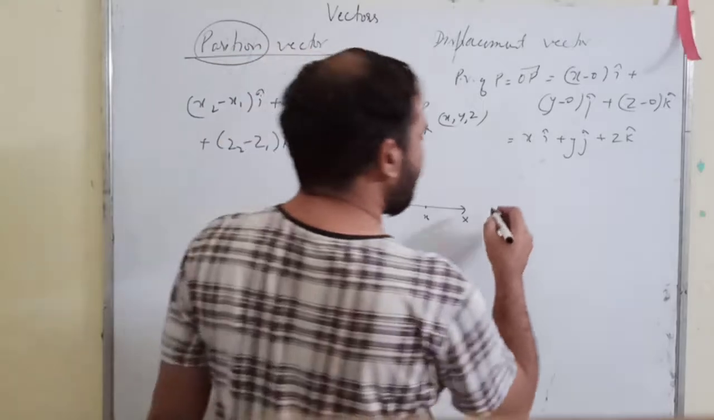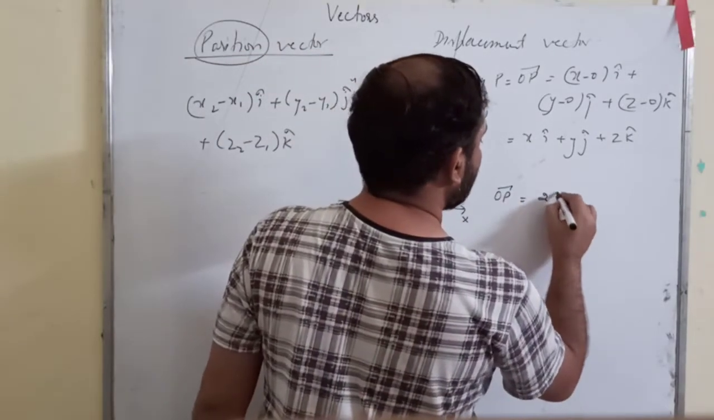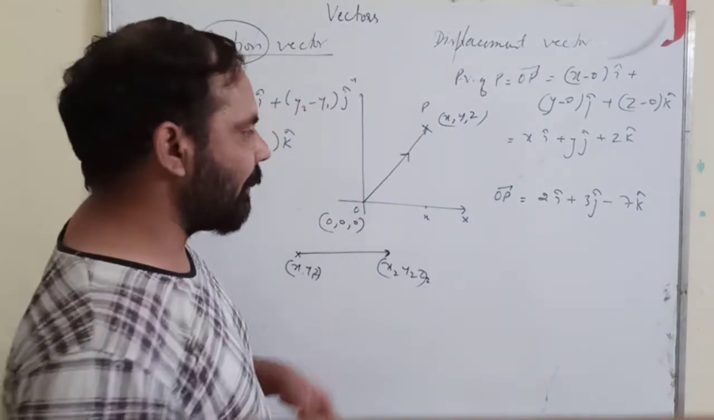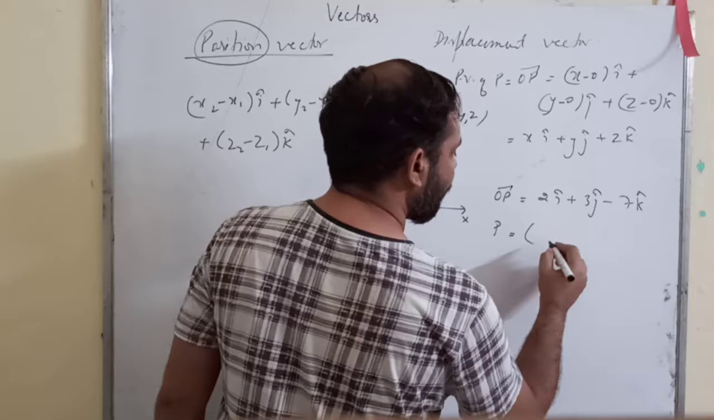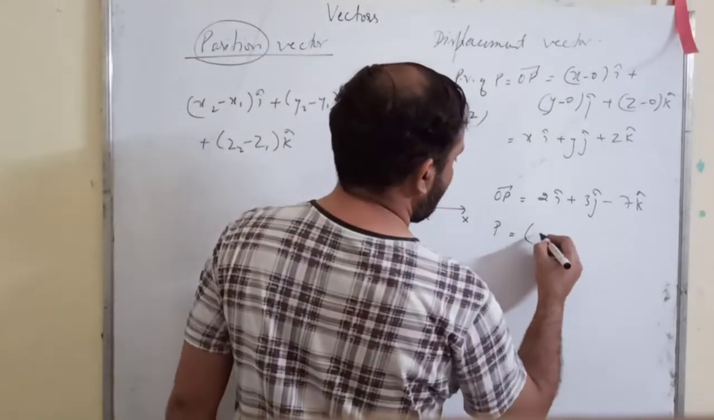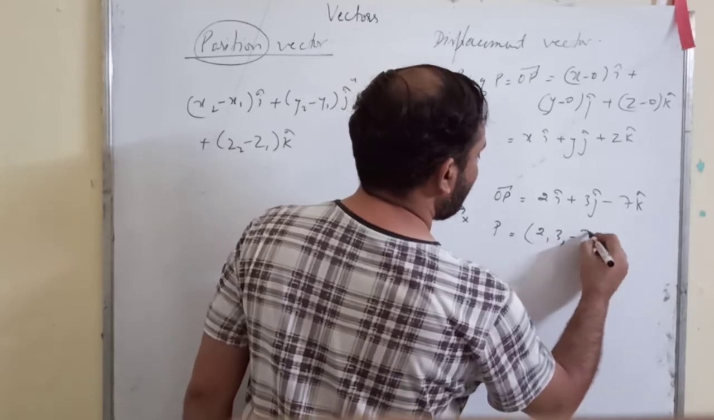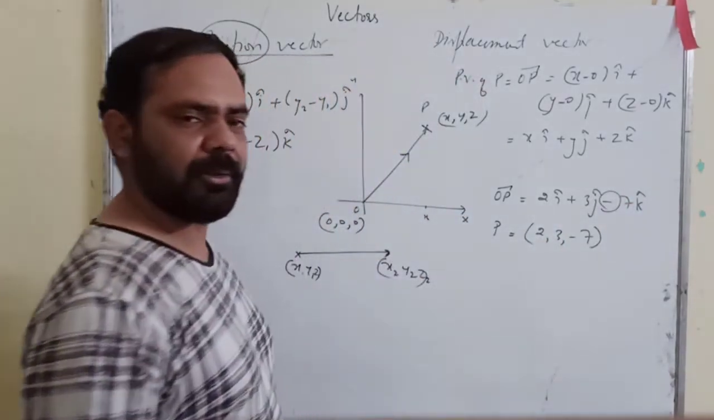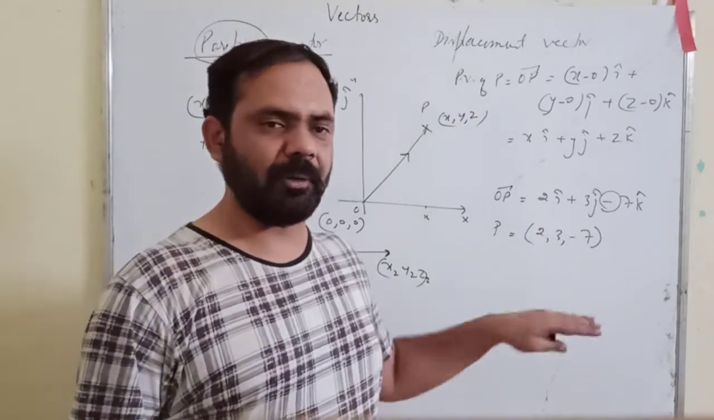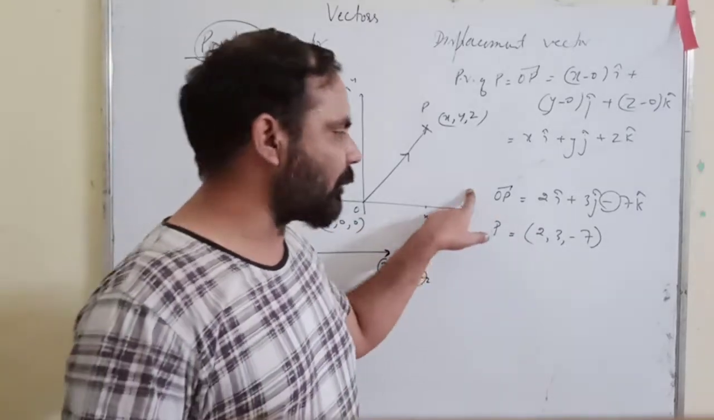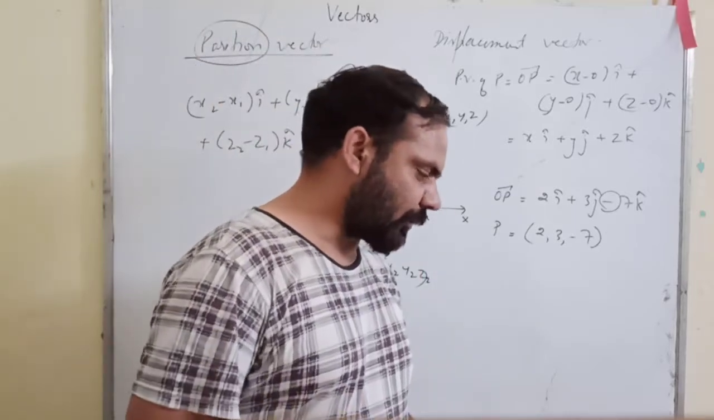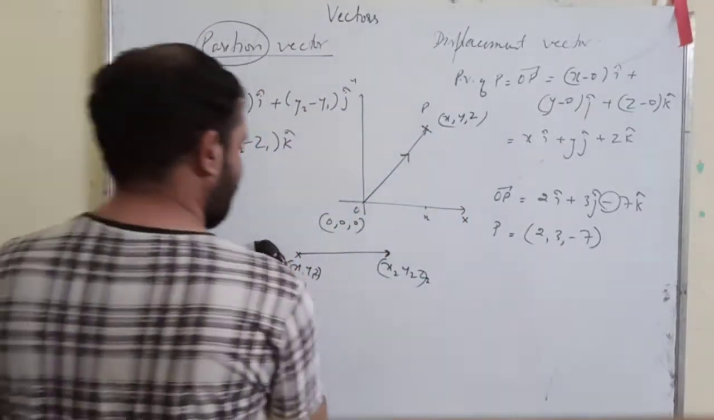Suppose you are given a position vector, OP vector equals 2 i cap plus 3 j cap minus 7 k cap. Can anybody tell me what are the coordinates of point P? 2, 3, 7. 2, 3, minus 7. Beta, you have a minus also. Yes, sir, minus. Remember the sign. 2, 3, minus 7 are the coordinates of point P. So if you have coordinates, you can write the position vector. If you have the position vector, you can write the coordinates. This is the first thing. Second thing is displacement vector.